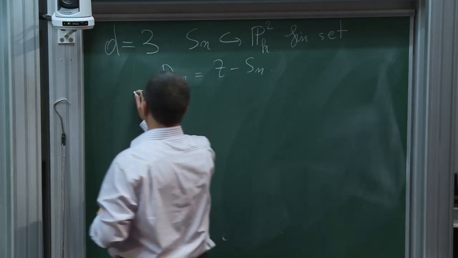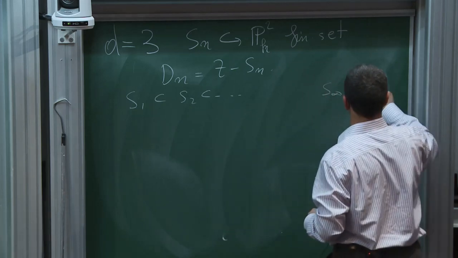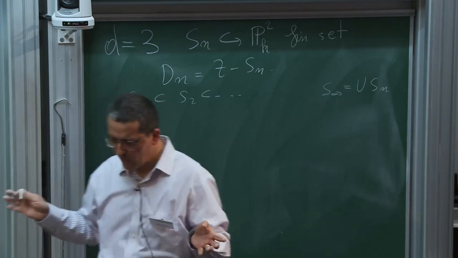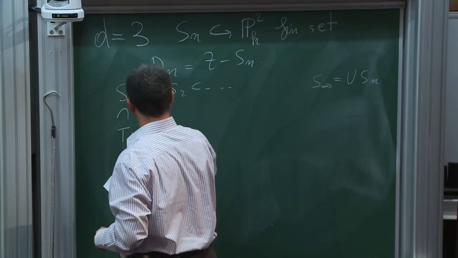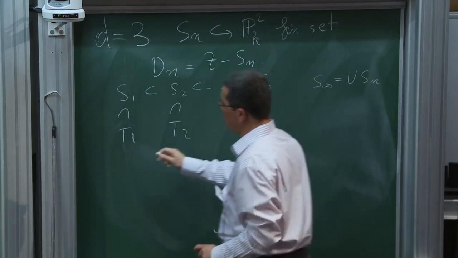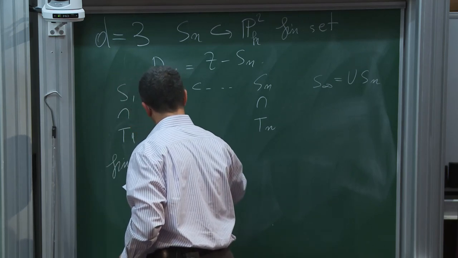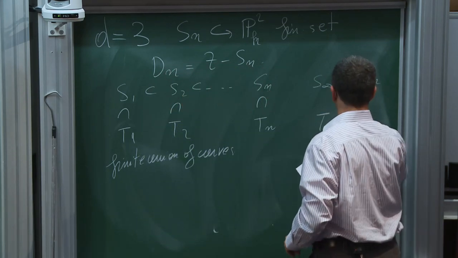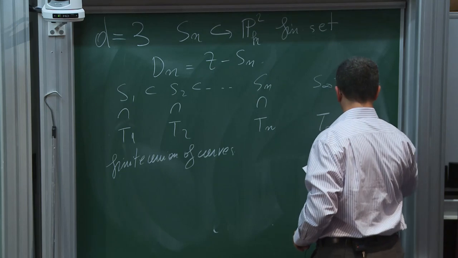Now we can make them nicely one included in the other. So we can speak about S infinite, the union. And the notion of Barsotti-Tay group is open. So therefore we can also find T1, T2, and so on, T_n, which are going to be finite unions of curves. And we get T infinite for their union. Everything is sitting inside the projective plane.